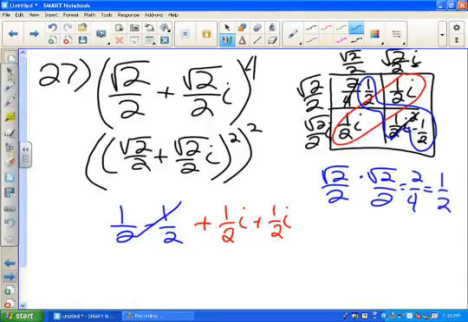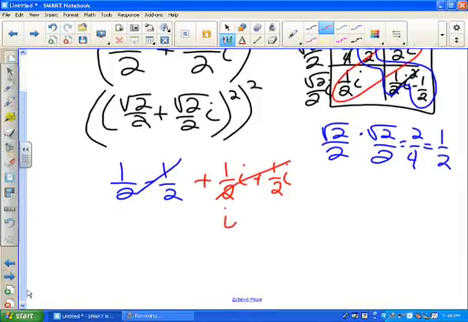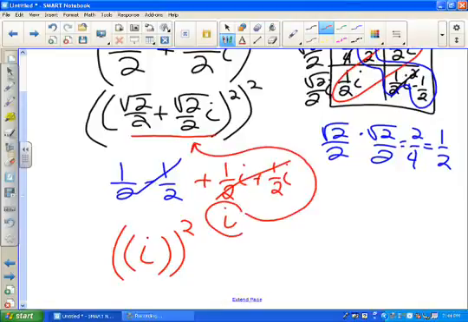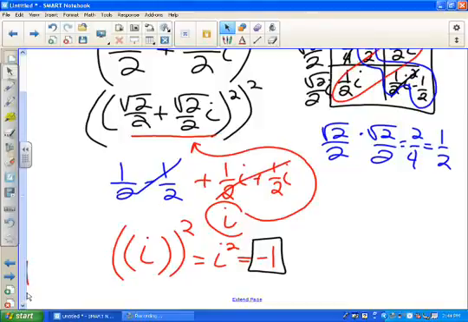Okay? Now if you're wondering where the 1/2 comes from, the square root of 2 times the square root of 2 is 2. 2 times 2 is 4. Reduce it down. Well, now that was what we squared, but we need to square it a second time. In other words, i represented the innermost parentheses. When we square that, we get i squared, so our actual answer is negative 1, because i squared equals negative 1.